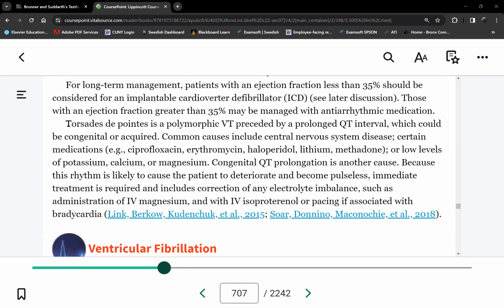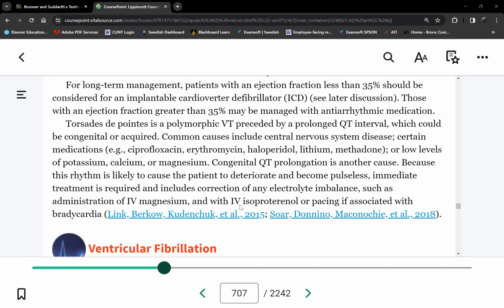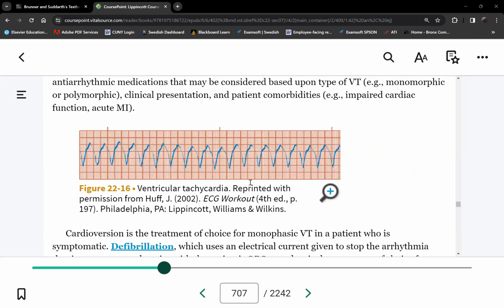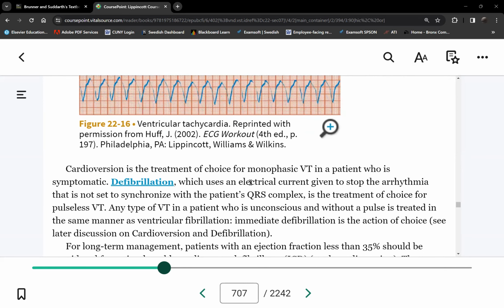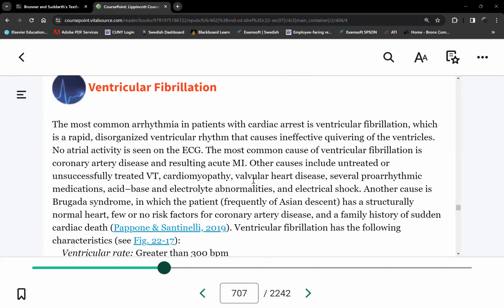We will not discuss Torsades de Pointes for two reasons: it's not a very common dysrhythmia, plus there's no strip in your textbook. All right, so we do have VTAC and we have a couple of PVCs. Let's go to VFib.